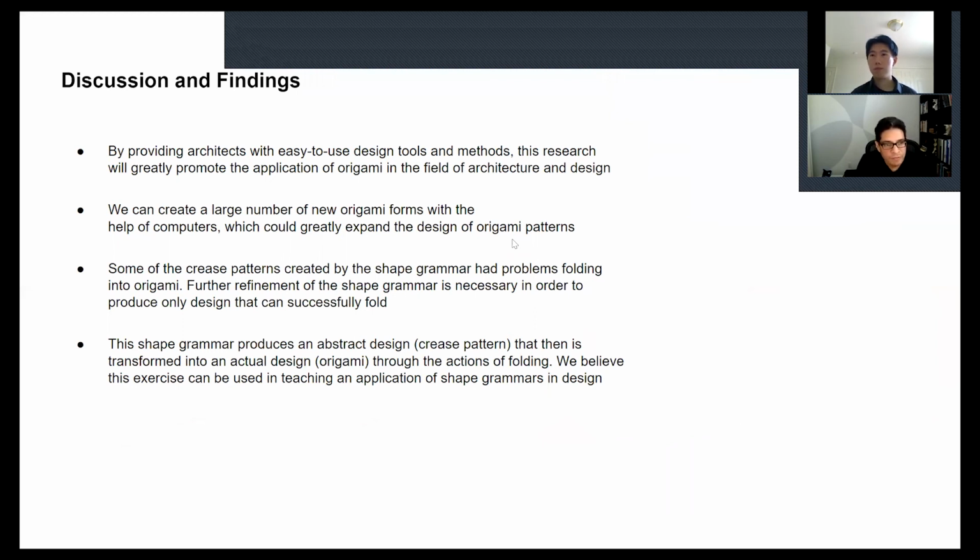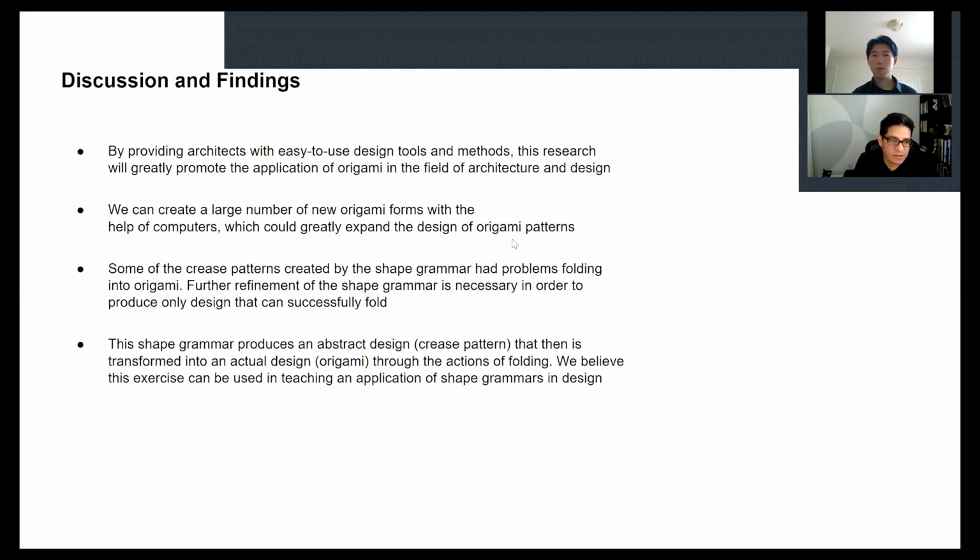As we discussed before, some of the crease patterns that we created using the shape grammars had problems folding into actual origami. Further refinement of the shape grammar will be necessary in order to produce only designs that can successfully fold. We found that the shape grammar produces an abstract design, in this case the crease pattern. Then it's transformed into an actual design, the origami, through the actions of folding.